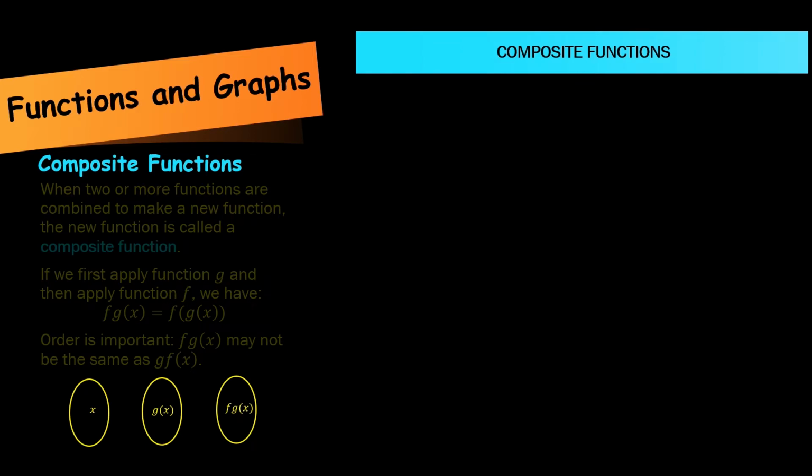So in diagrams, if we have three sets, we have little x in one set, g of x in the next, and fg of x in the next. So when we apply the function g to x, we obtain g of x, and when we apply f to g of x, we obtain fg of x. And the composite function is fg of x.